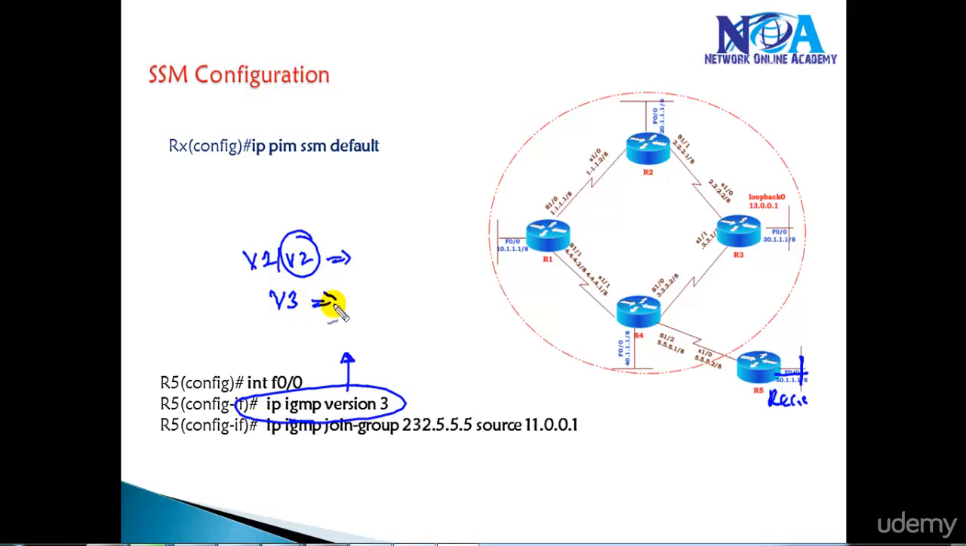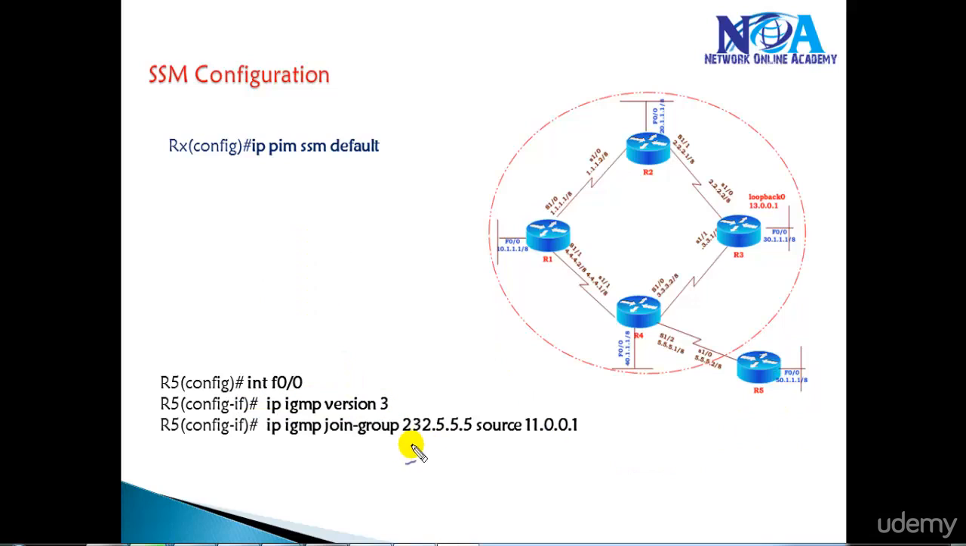Now if you want to have a receiver who wants to build the S,G entry directly to the source, instead of using an RP in between, we must run version 3 on the interface where you have the receivers. And that's what we are going to do here. We are going to say ip igmp version 3. If I don't define the version, the default version is version 2.